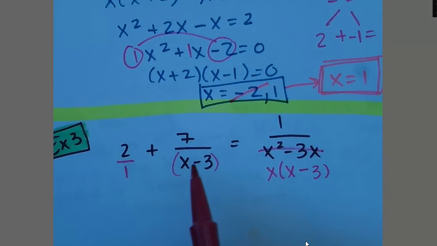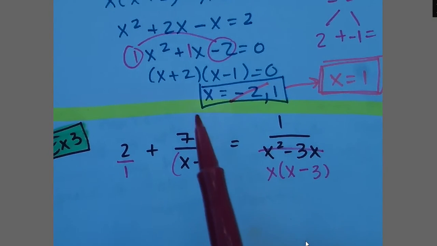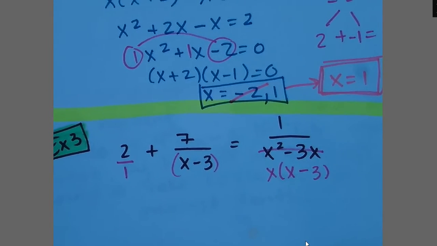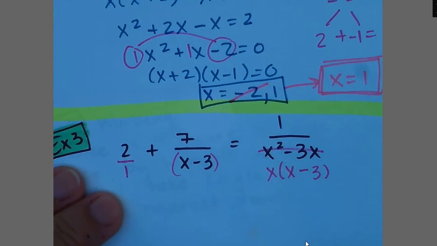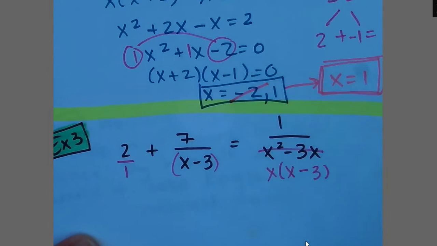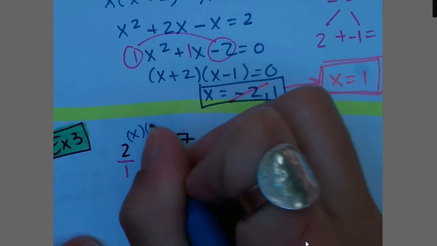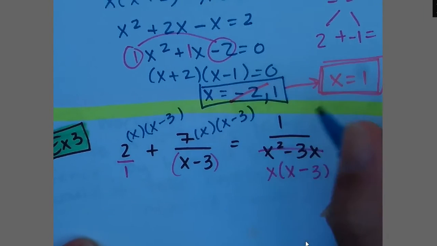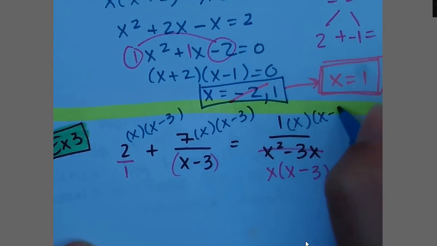All right, this one has a 1, this one has an x minus 3, and this one has an x times x minus 3. So if I were doing it the old-fashioned way, I would multiply this one by x over x, and I would multiply this one by x times x minus 3 over x times x minus 3. So what my common denominator here would be is x times x minus 3, this whole thing. So I'm going to multiply everything on top by x minus 3.